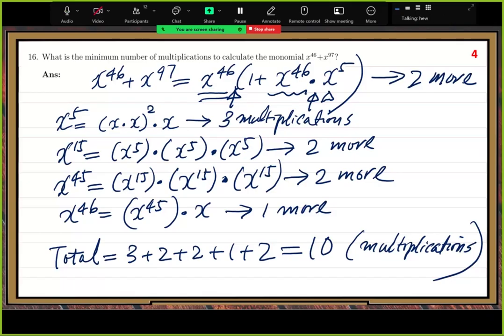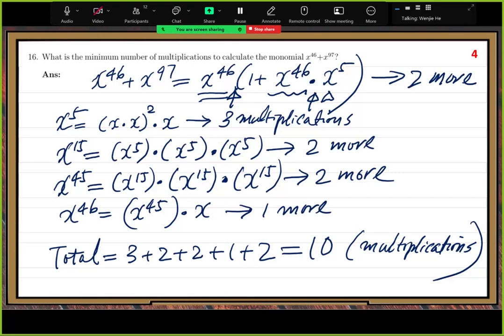Reuse the resource. But how to reuse? Here you can see, when we get x to the 46, we should reuse it, right? Outside, inside. Then you see x to the 5th. You need to calculate it first, right? After that, you should reuse it. And fortunately, the structure of the number allows us to take advantage of x to the 5th. Not wasted.